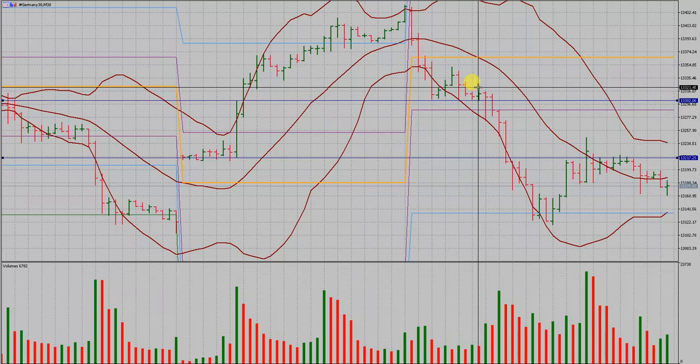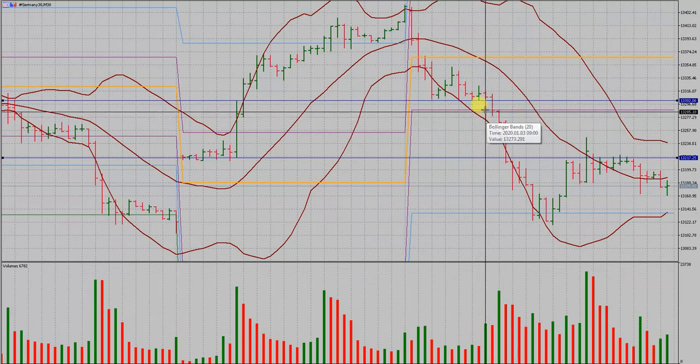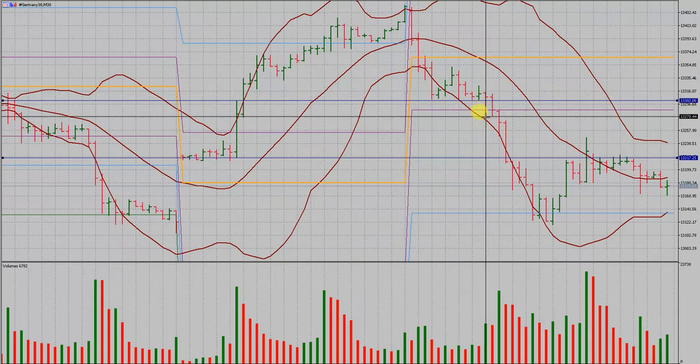Okay, it's in Asia at 8:30. So even if we have an up bar like there, we got a bit of demand. You see how this one here closed off the lows. That's a bit of demand, but the trend is still down.